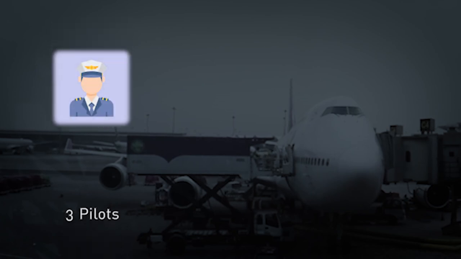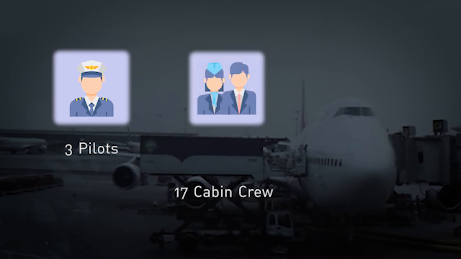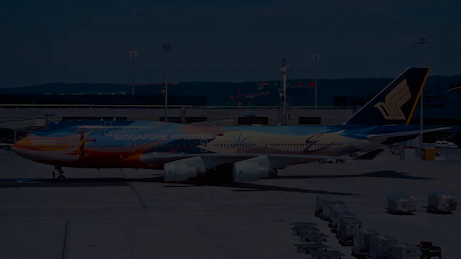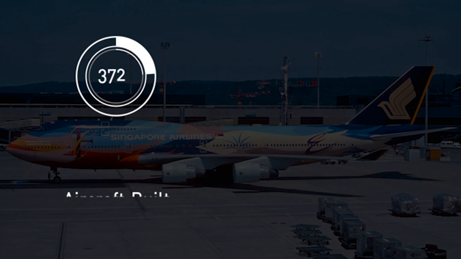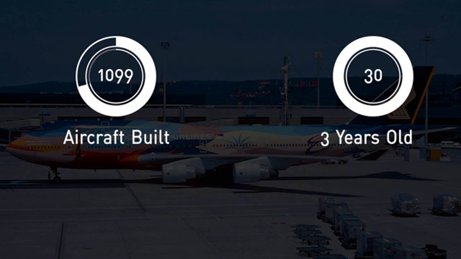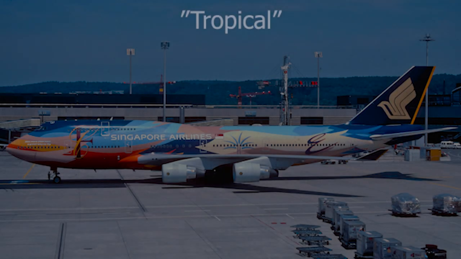In the cockpit are three professional and trained pilots: the captain, the first officer, and the relief pilot. In the cabin are 17 cabin crew members and 159 passengers. The aircraft, a Boeing 747, is the 1099th jumbo jet built. A 747 can generally be flown up to an age of approximately 30 years. This particular aircraft was very new. It was only 3 years old. It is one of two which was painted with this promotional livery, known as Tropical.